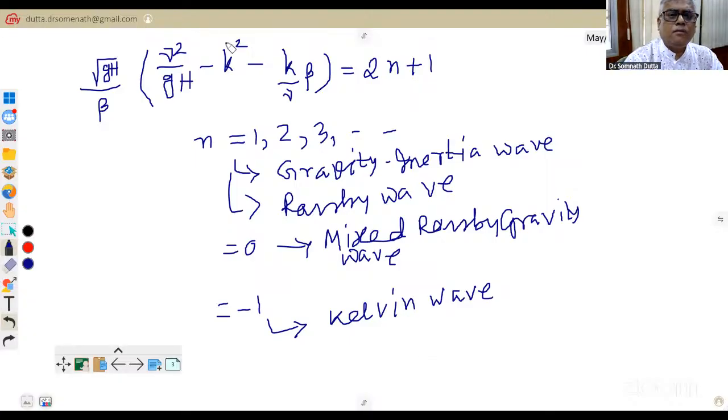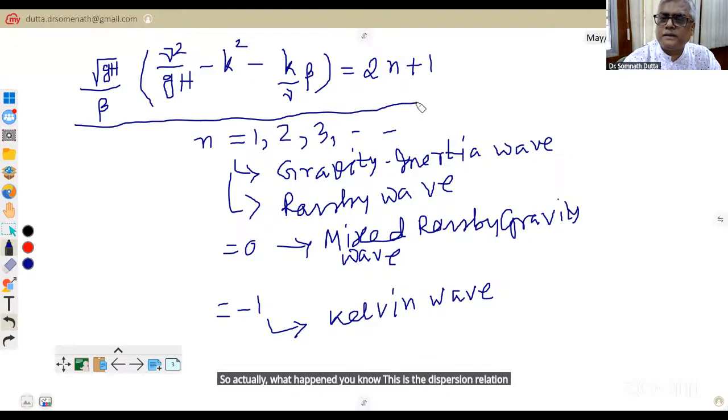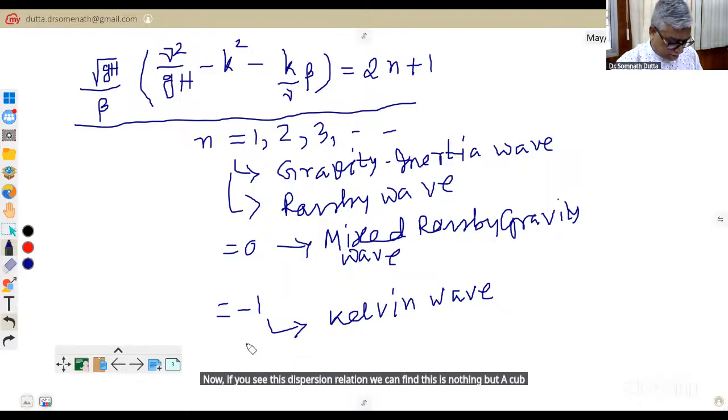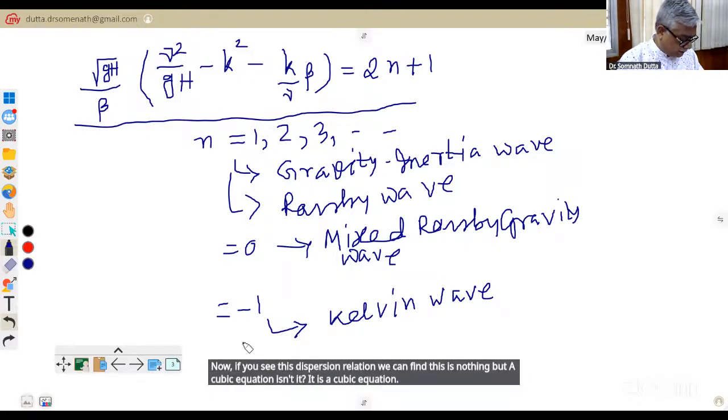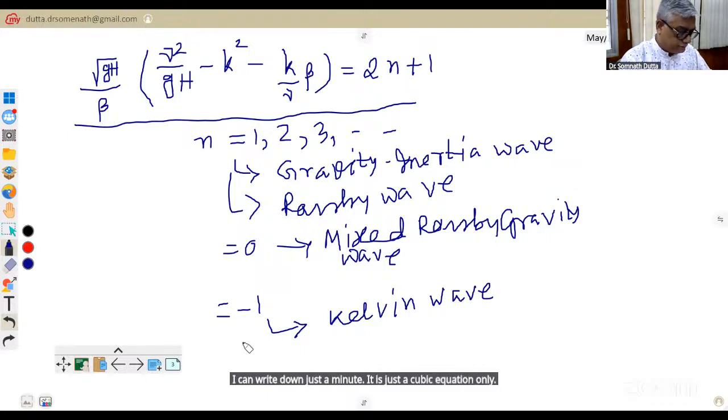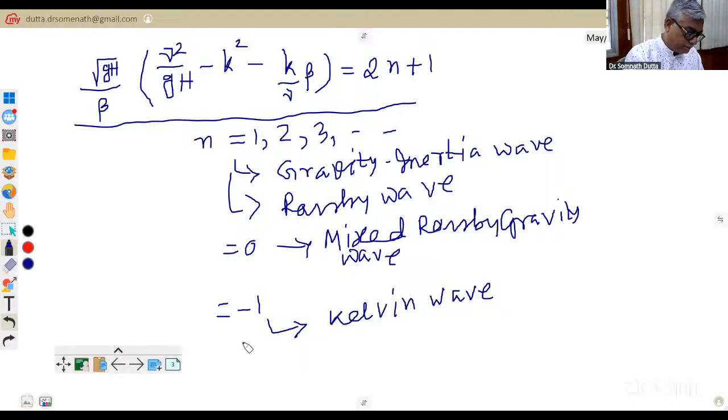So actually, this is the dispersion relation. If you see this dispersion relation, we can find this is nothing but a cubic equation, isn't it? It is just a cubic equation which looks like this.